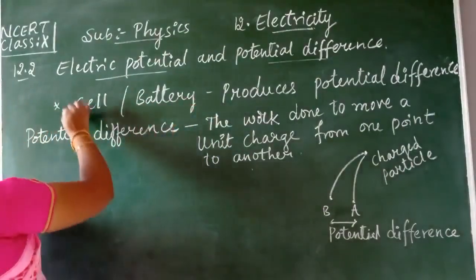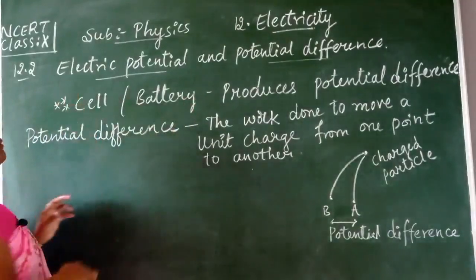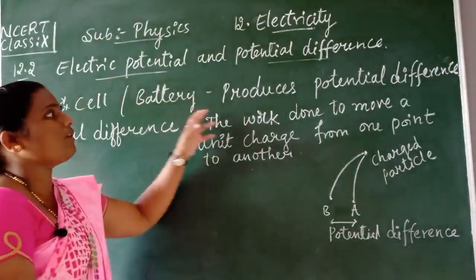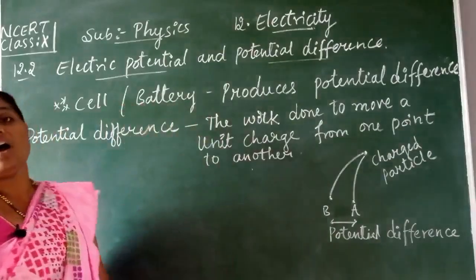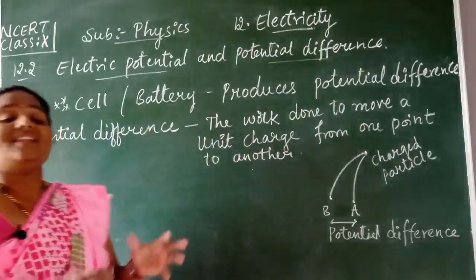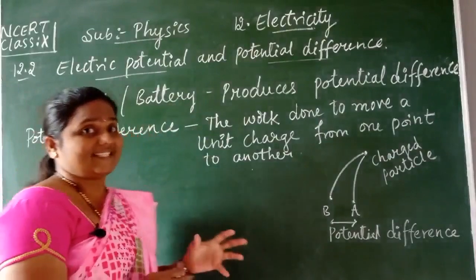This is very important, children, because in a 1 mark question you may get asked, how can we produce a potential difference? There you have to write a cell or a battery. Got it, children? Then how can we express this?